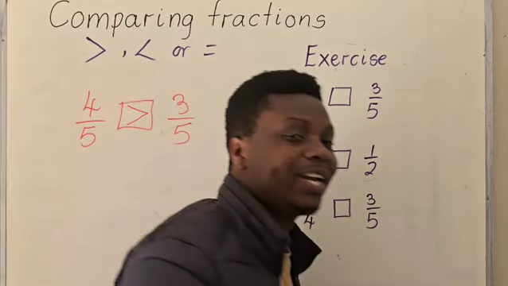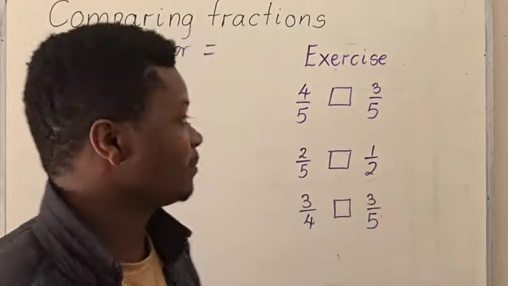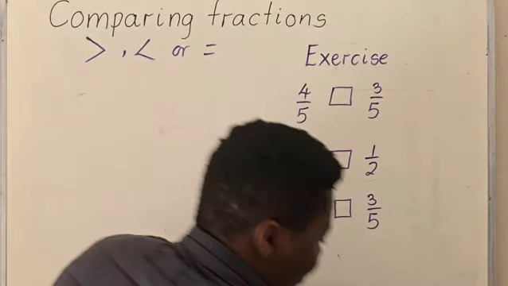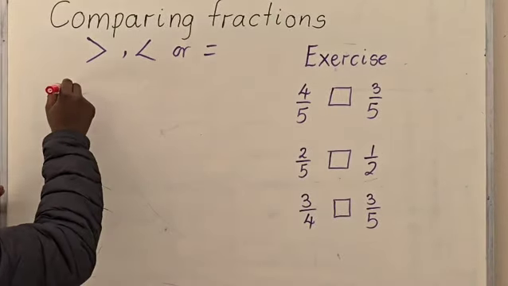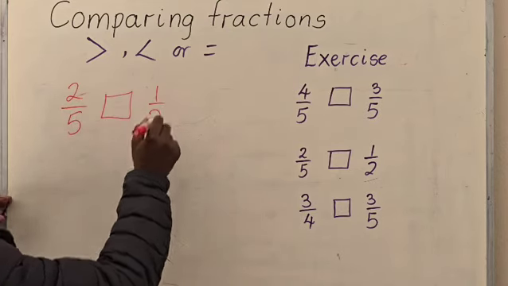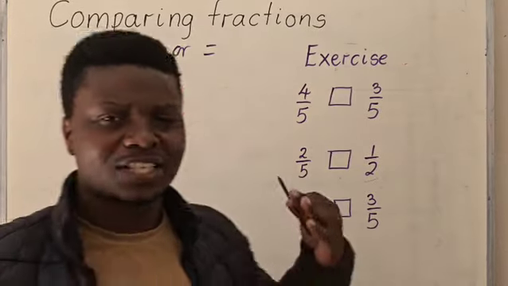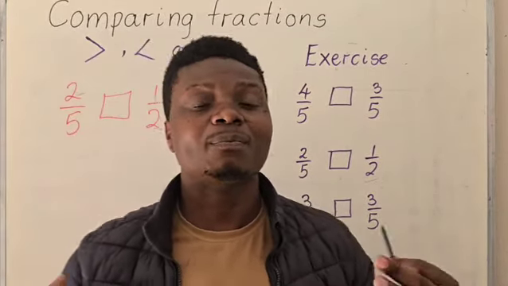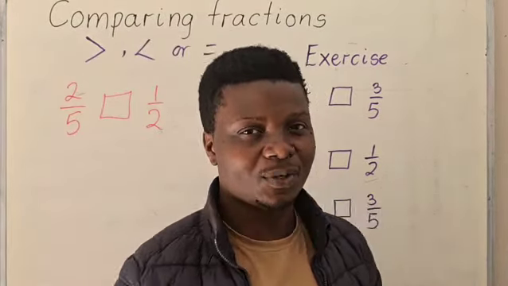How about when the denominators aren't the same? For example, we have a question that says 2 over 5 and 1 over 2, and you cannot compare these fractions right away. So all you need to do is to make the denominators the same. So how do we do that?